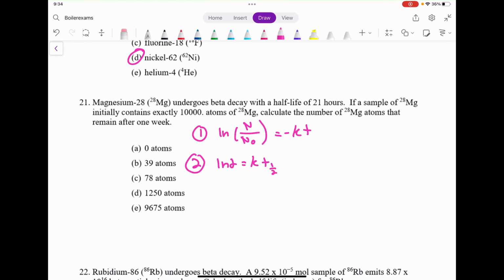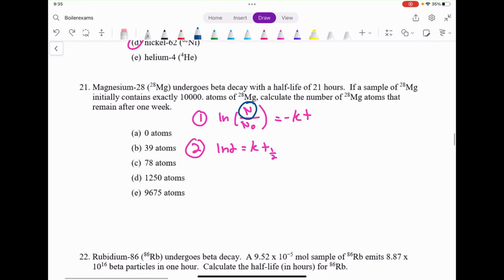Okay. So here we are solving for the number of atoms that remain after 1 week, so it's going to be N. Generally the way these problems are set up is if what we're looking for is in the first equation, we're going to have to solve the second equation first, get the rate constant, and then plug that into the first equation to solve it. So let's just start plugging stuff in and see where that takes us.